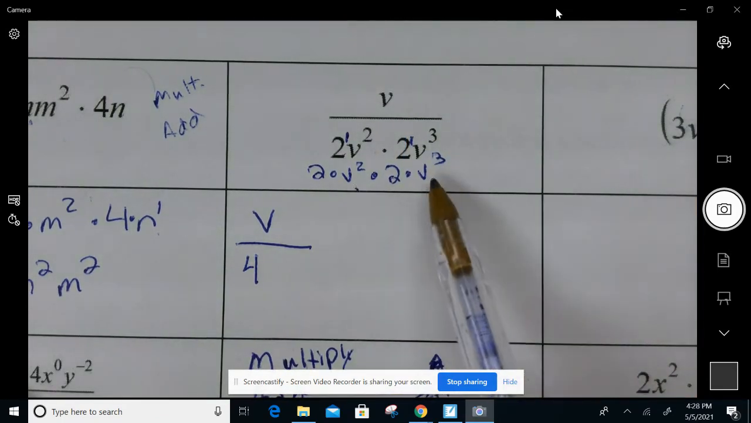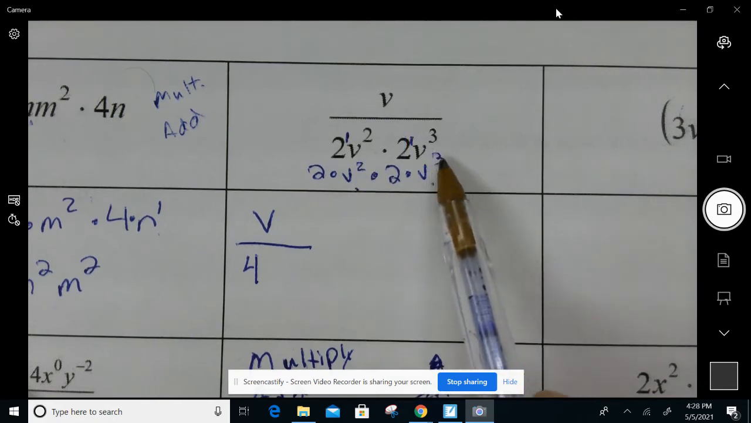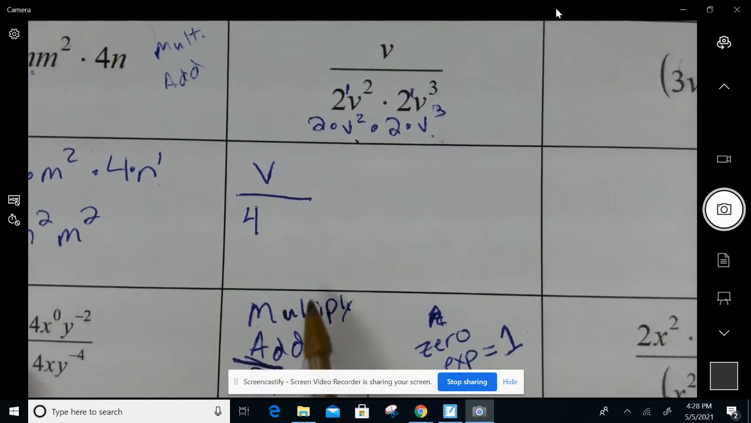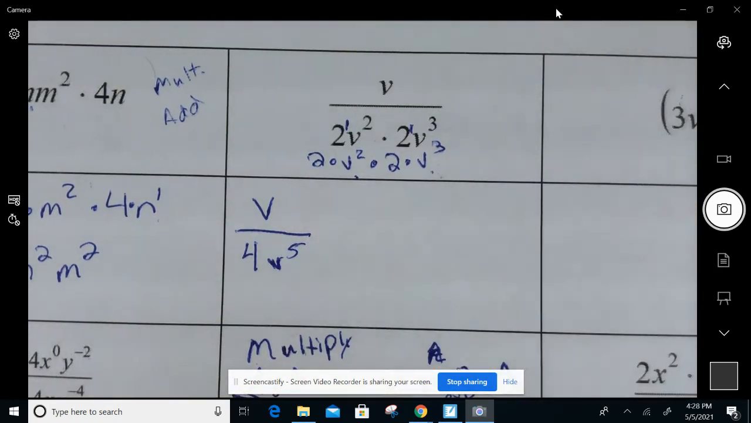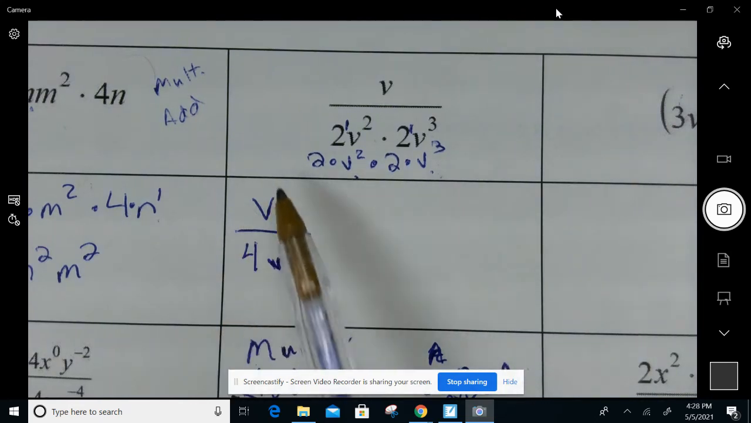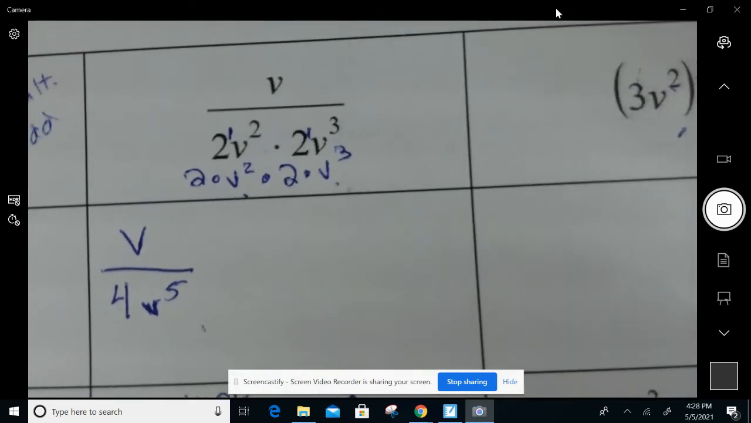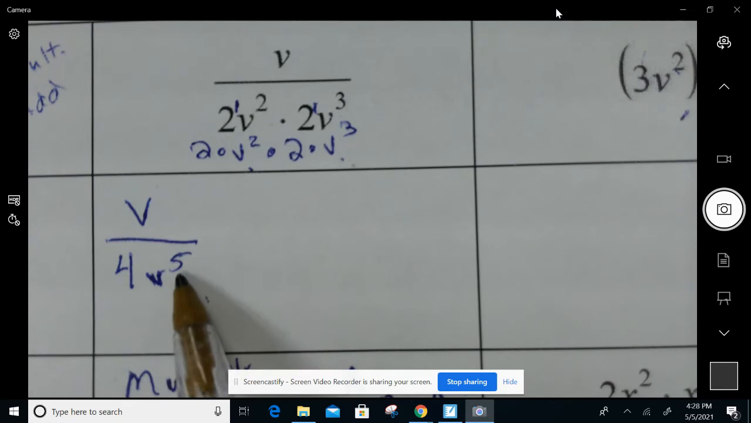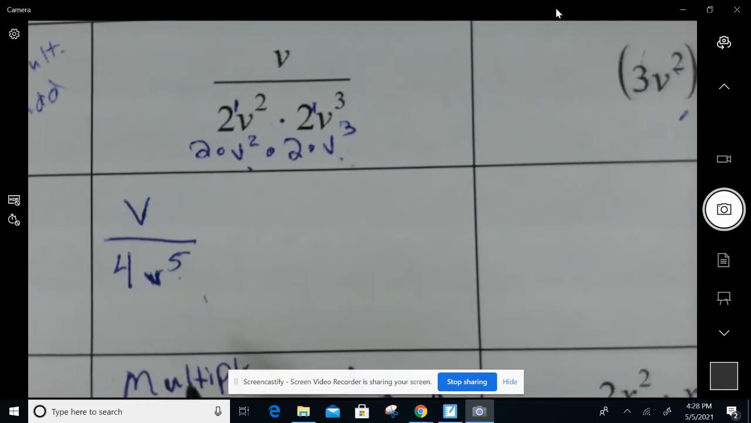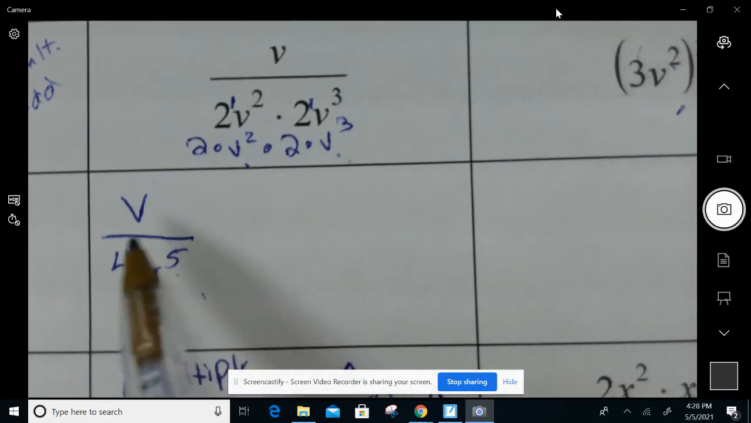V squared times v to the third. How many v's are we multiplying? 1, 2, 3, 4, 5. When you multiply, add the exponents. V to the fifth. Okay? So we use our multiplication rule. Both top and bottom are simplified. I know that because there's a number and a v, just a v. Before we had 2 v's on the bottom and 2 numbers. We brought it together. That is simplified.